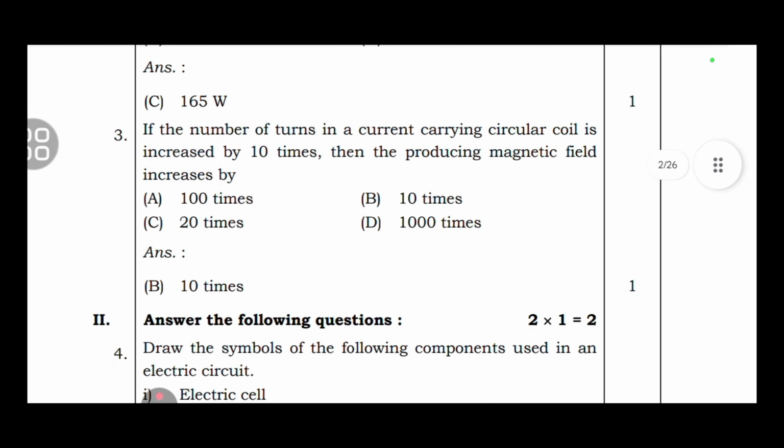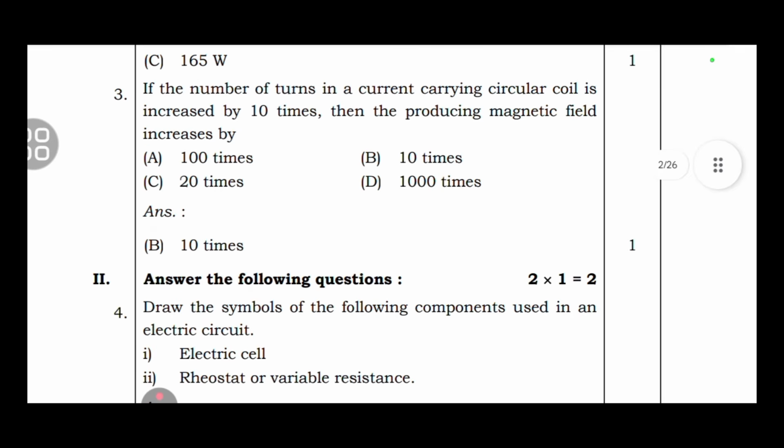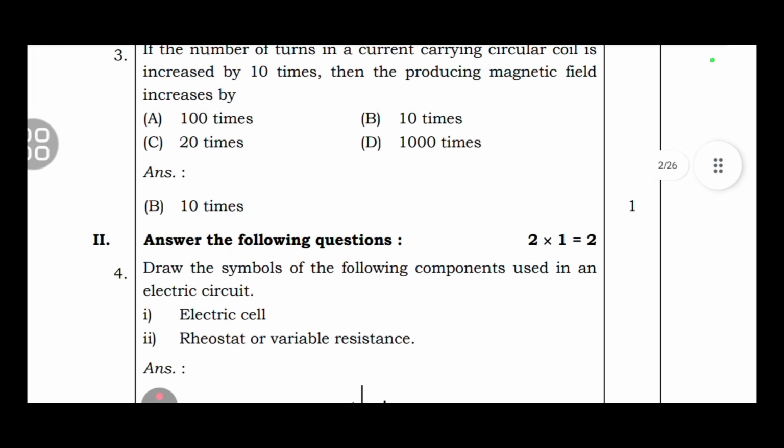Coming to the third question, if the number of turns in a current carrying circular coil is increased by 10 times, then the magnetic field produced increases by. So simple it is, the magnetic field is directly proportional to the number of turns which the coil consists of. Here option B is correct because it is directly proportional, so it will increase 10 times.